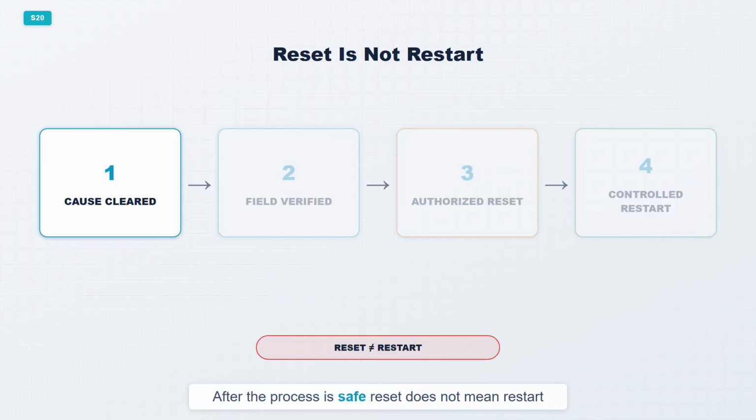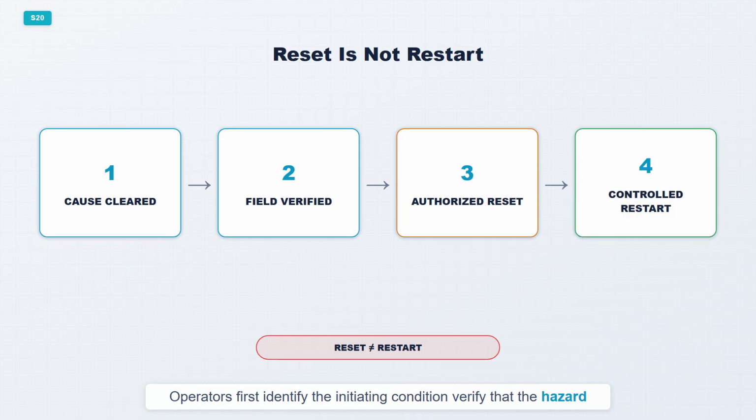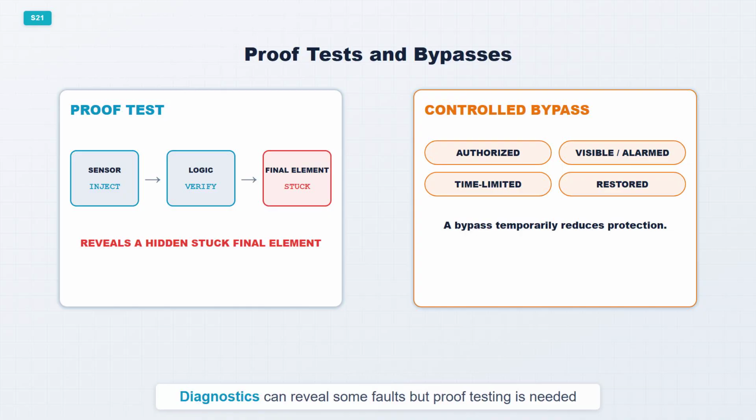After the process is safe, reset does not mean restart. Operators first identify the initiating condition, verify that the hazard has been removed, and confirm final element status. A latch trip prevents quiet restart when a measurement returns to normal. Diagnostics can reveal some faults, but proof testing is needed to uncover dangerous hidden failures across the complete loop, especially in sensors and final elements. Bypasses and overrides require strict authorization, indication, time control, and restoration.